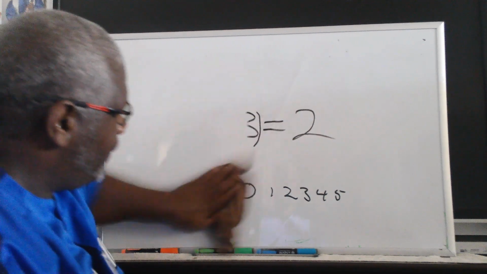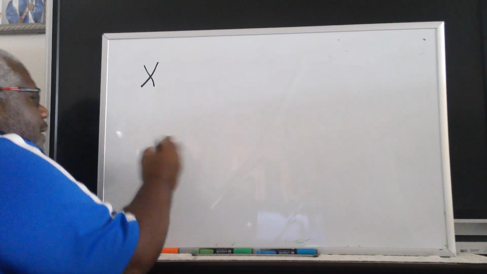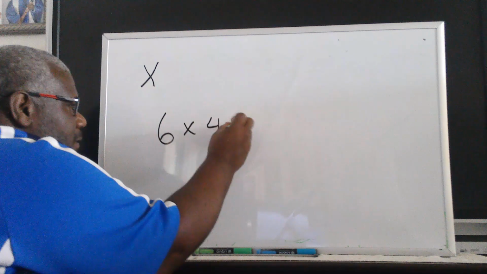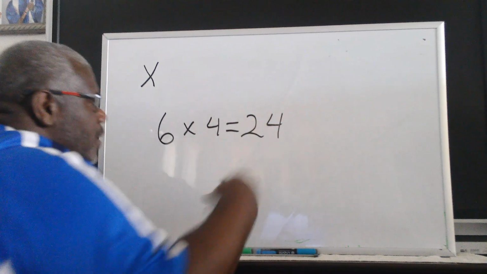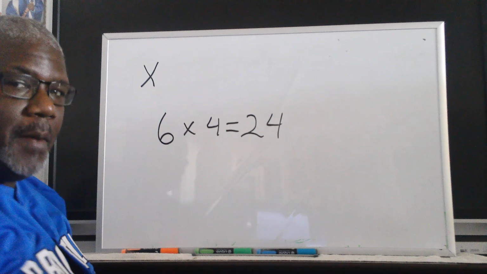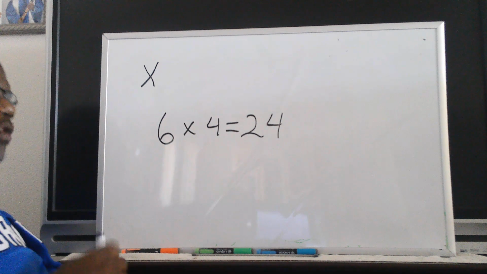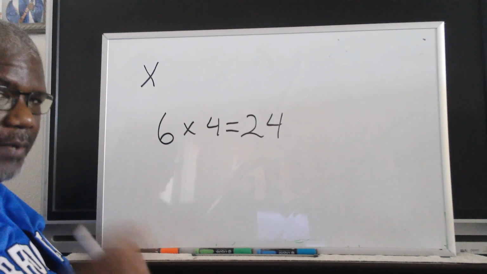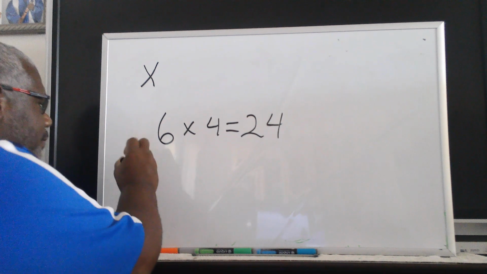The next concept that we'll talk about is multiplication, right? So we'll do this. Fair enough. 6 times 4 is 24. But here's the thing. You're adding in groups when you multiply, and I'm going to show you how.